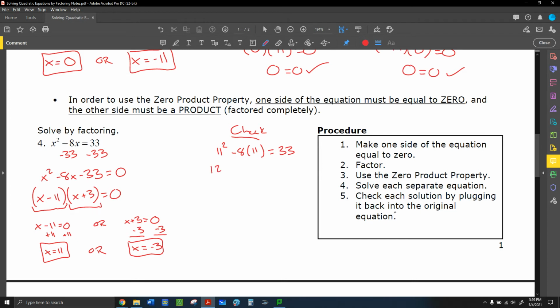Evaluating the left-hand side, we get 121 minus 88 is equal to 33. And 121 minus 88 is 33, so 33 equals 33. So this is true. This solution checks out. Let's try negative 3. So negative 3, don't forget those parentheses, squared minus 8 times negative 3 is equal to 33. Negative 3 squared is positive 9, and negative 8 times negative 3 is positive 24. So we get 9 plus 24, which is 33. So this checks out as well.